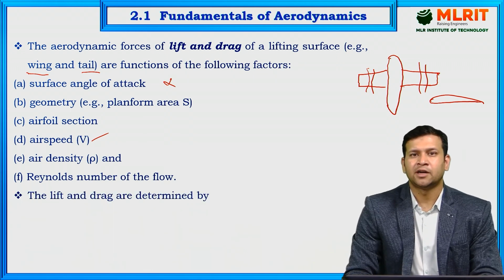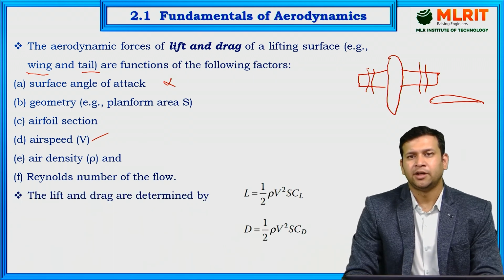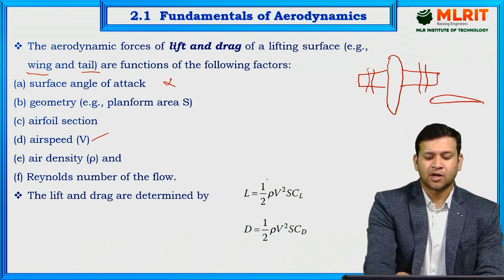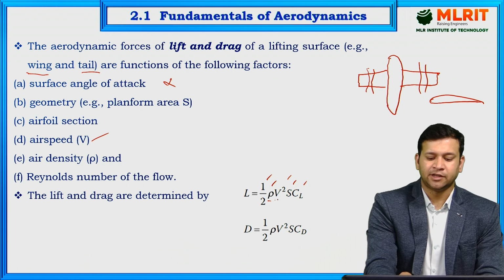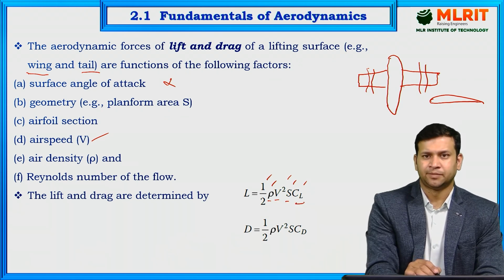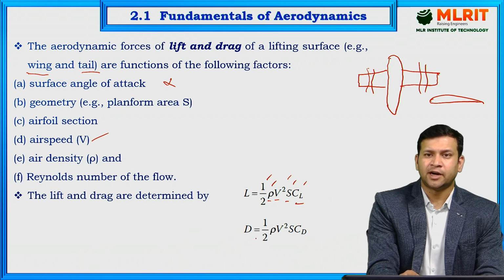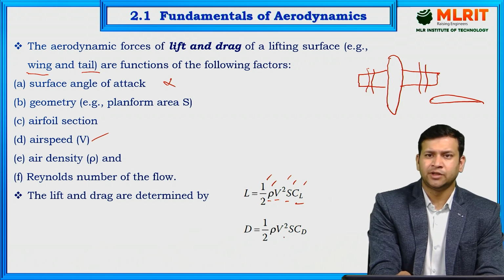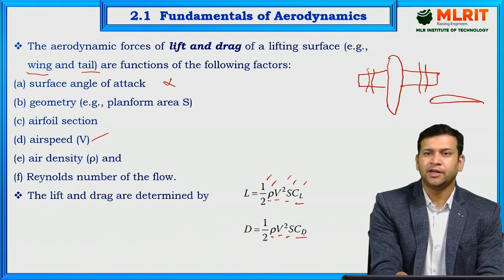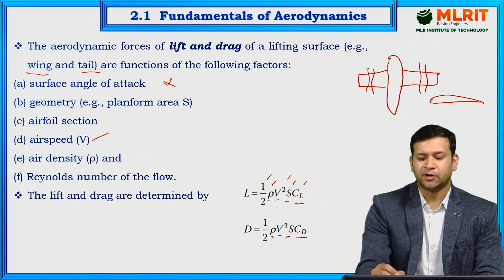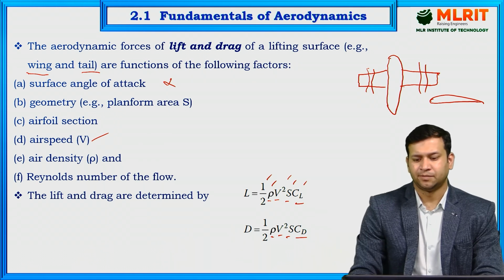The lift and drag are determined by equations. L equals half rho V square S CL, where rho is density, V is velocity, S is planform area, and CL is coefficient of lift. And drag is D equals half rho V square S CD. Again, same parameters: density, velocity, surface area, and CD, which is the coefficient of drag. This coefficient of drag is dependent on CL.